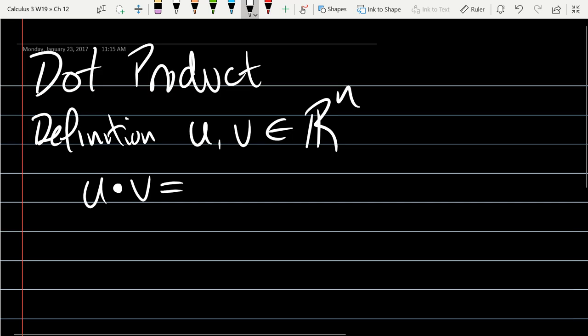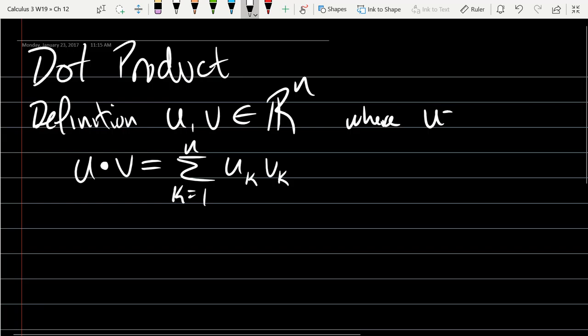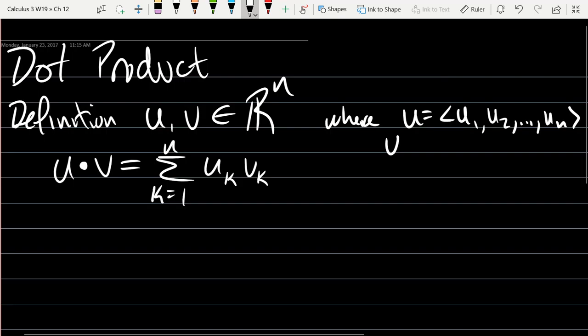And we dot two vectors together, it's the same as, well, if I write out the summation formula, the sum from k equals 1 to n of u_k v_k, where u is u1, u2, ..., un, and then v was v1, v2, ..., vn. So right here we have u_k v_k, that's the kth coordinate of the u vector times the kth coordinate of the v vector. So you're just multiplying corresponding coordinates together. And what does this sigma mean? We just saw it at the beginning of the quarter. That's a summation. So you're adding together all those products as you go.